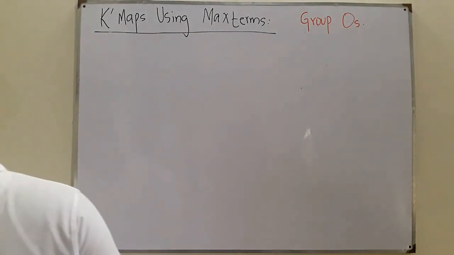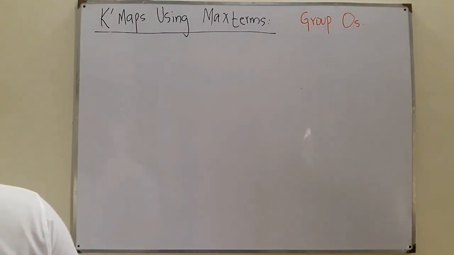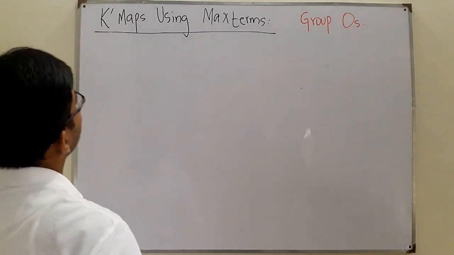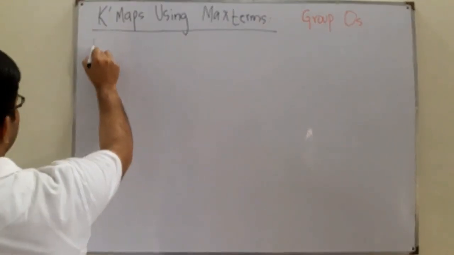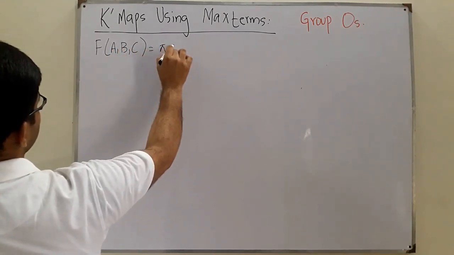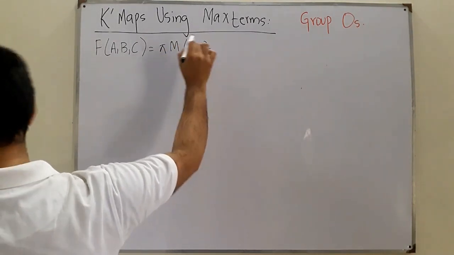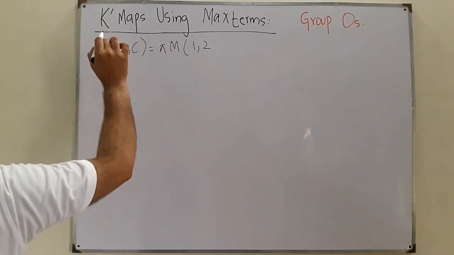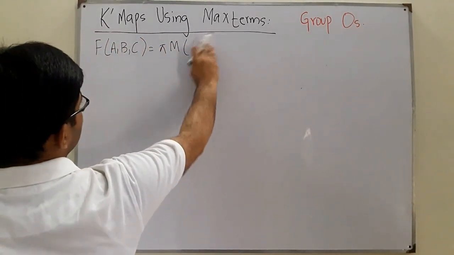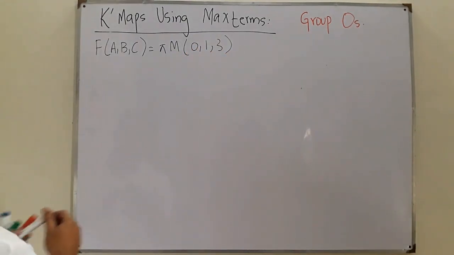Let's say a three variable function is given, A, B, C, with the max terms 0, 1, and 3. Okay, so how do you solve it now?